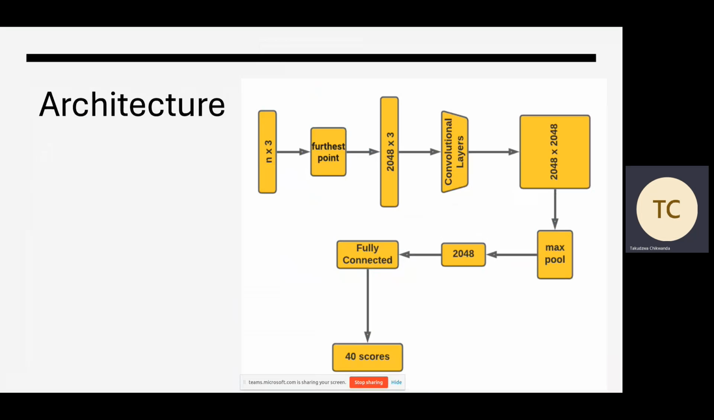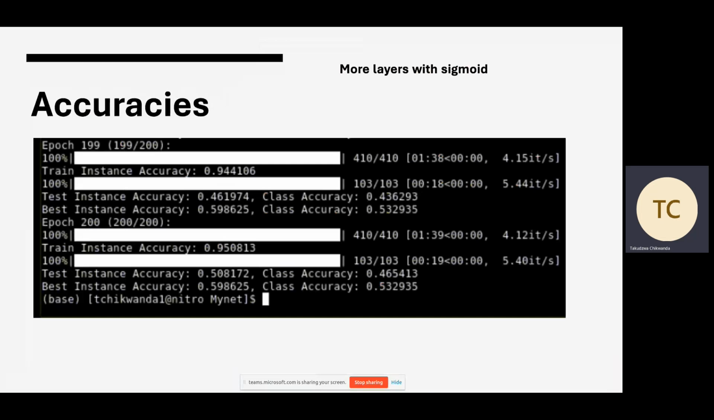I put on multiple fully connected layers to come out with 40 scores for the 40 classes. More layers with sigmoid seemed to overfit somehow. I tried to shift the sigmoid function to reduce the vanishing gradient effect, but still they seem to overfit because it's still good on the training data.